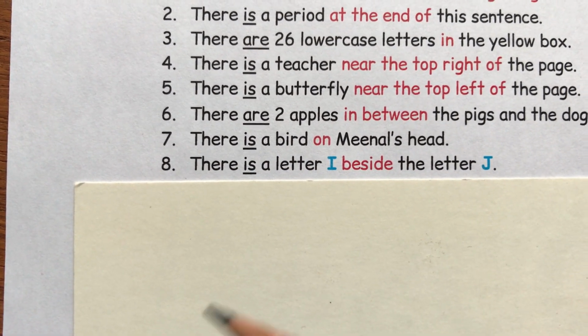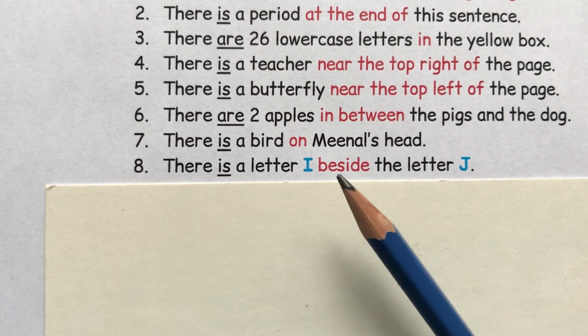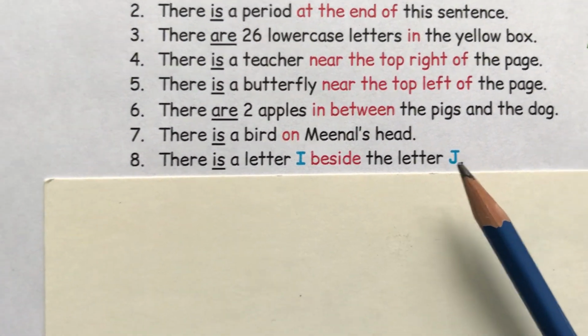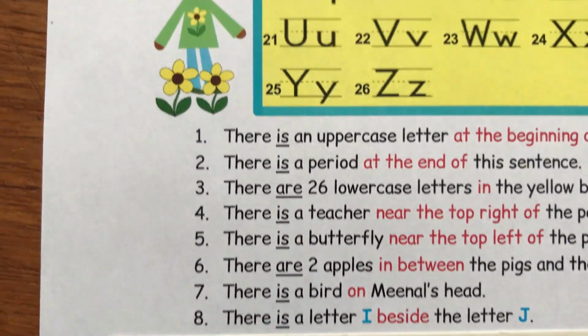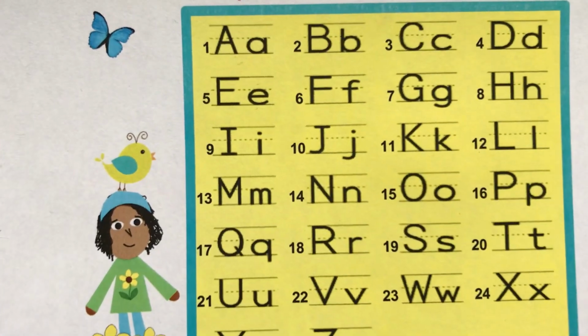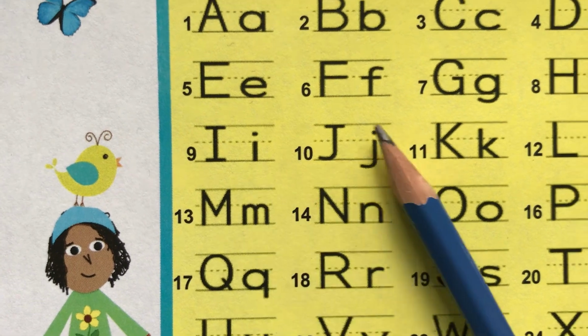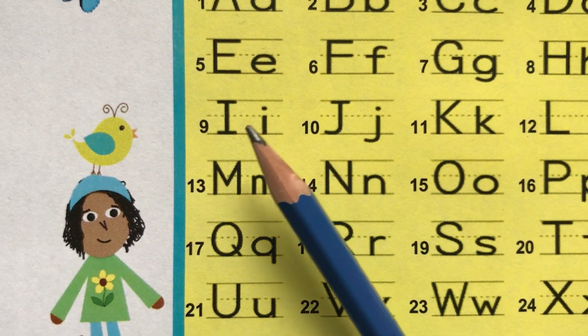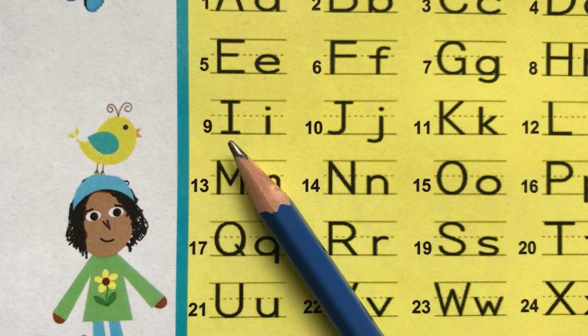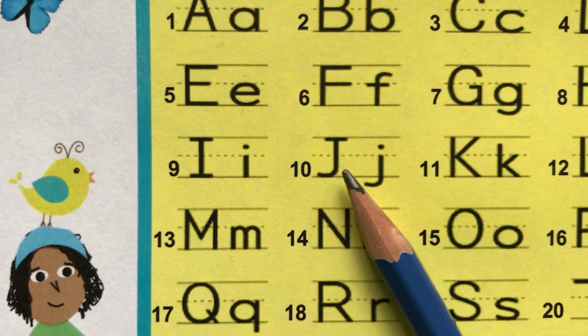Number 8. There is a letter I beside the letter J. Beside, the letter I is beside the letter J. À côté. Beside means à côté. The letter I is beside the letter J.